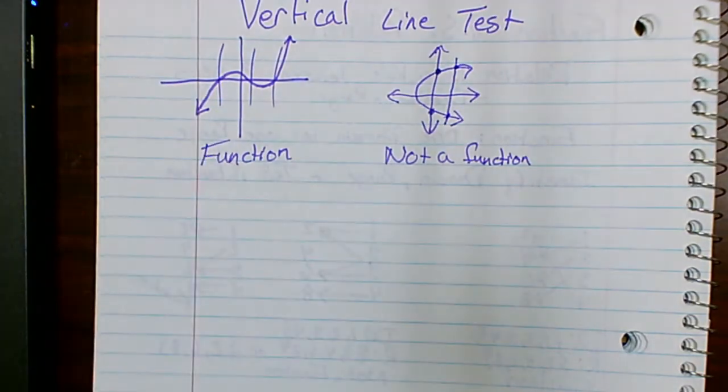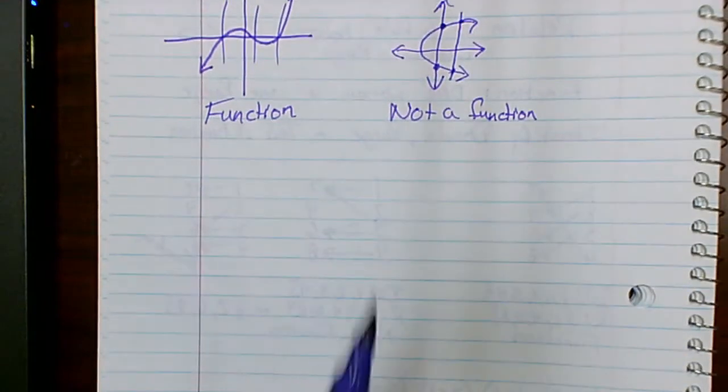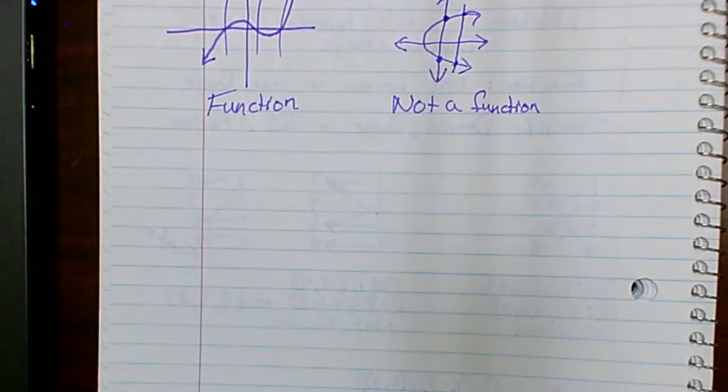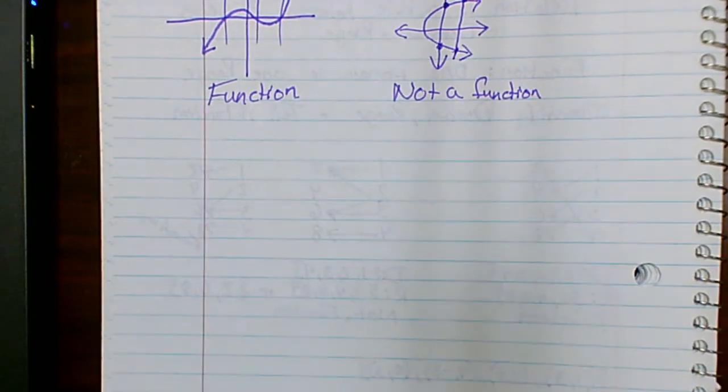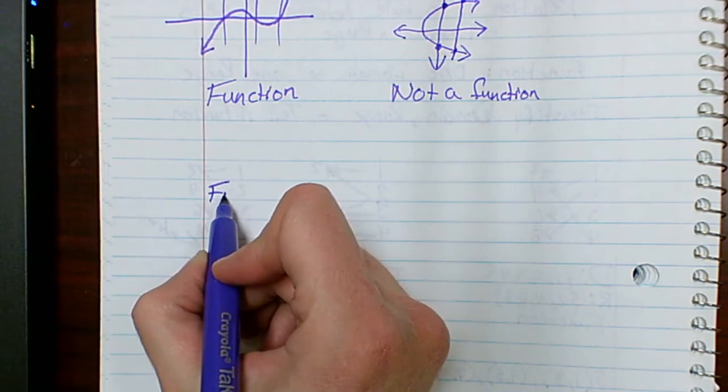If you keep drawing vertical lines and none of them hit 2 points, then it is a function. So only 1 point, it is a function. More than one, not a function. And then the last one is the function from an equation.